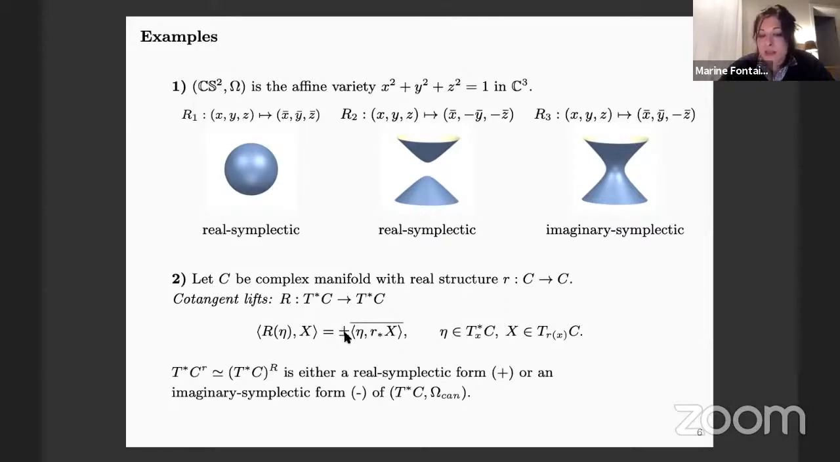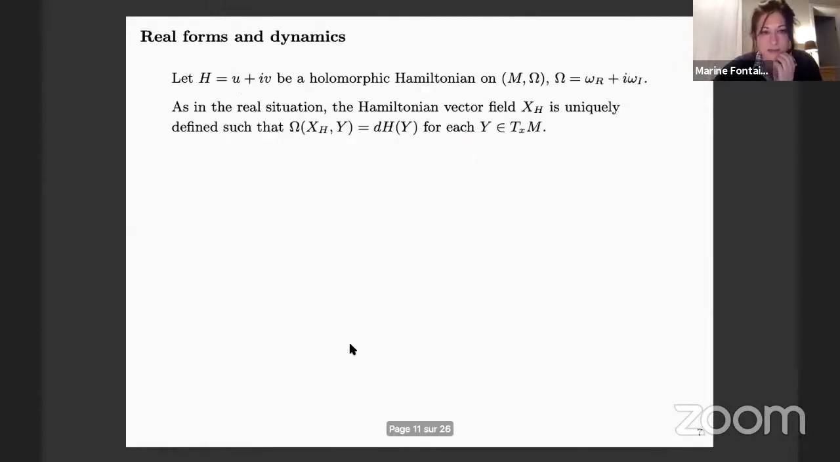And depending on which sign you choose, the fixed point set that I wrote here is a real symplectic form of the cotangent bundle. And you can identify it with the cotangent bundle of the fixed point set of little r. So this is a way to obtain real phase spaces in complex phase spaces.